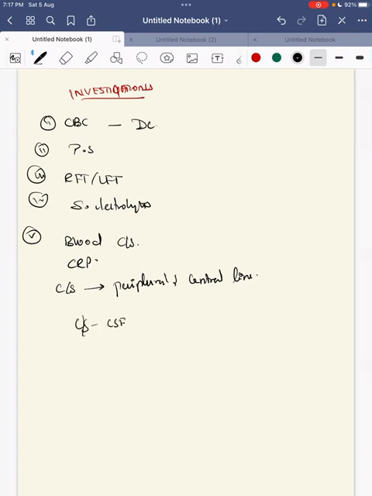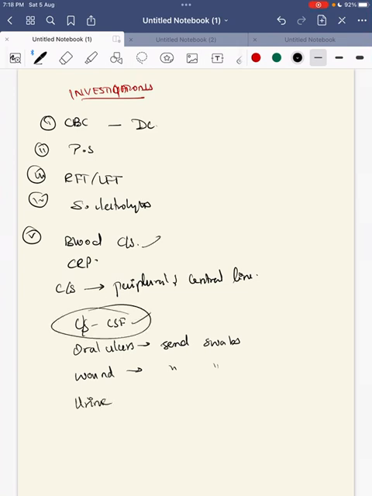CSF culture sensitivity, if you detect any meningitis in the patient. If the child has oral ulcers, you have to send swabs. Or any wound, you will be sending a swab from that site. Next, urine culture sensitivity, blood culture sensitivity, CSF culture sensitivity if the child has symptoms of meningitis. Next, urine culture sensitivity.